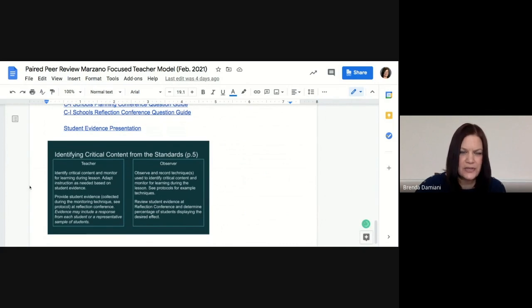Again, the teacher is monitoring for evidence during the lesson, and that evidence could include a response from each student or could be a representative sample. The observer is going to look at the techniques that the teacher uses for instruction, as well as then reviews that evidence at the reflection conference.